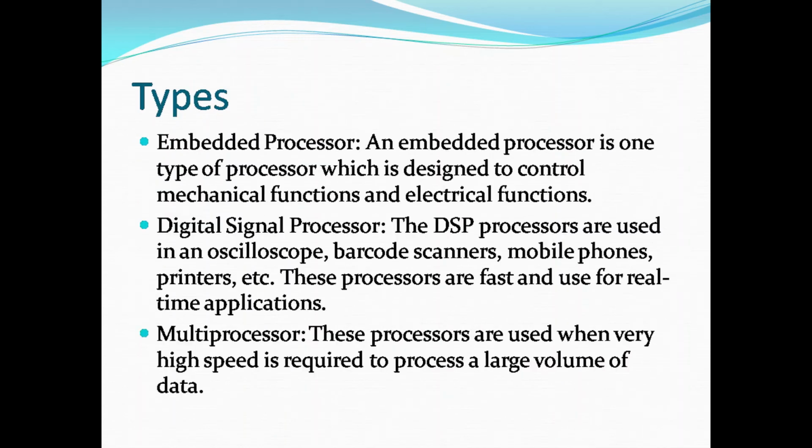There are different types of processors based on their functionality. The embedded processor is one type of processor, designed to control mechanical and electrical functions. Digital signal processors are used in barcode scanners and mobile phones, and they are fast and used for real-time applications. Multiprocessors are used when very high speed is required to process a large volume of data.